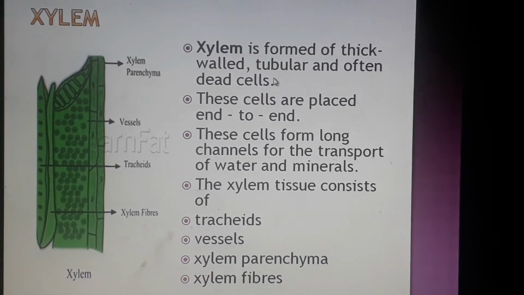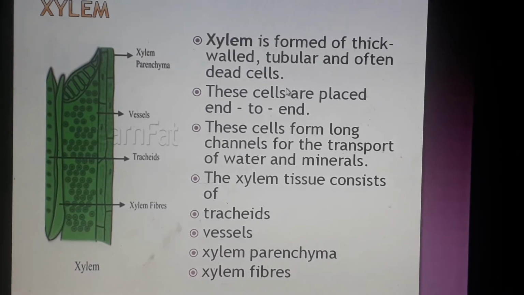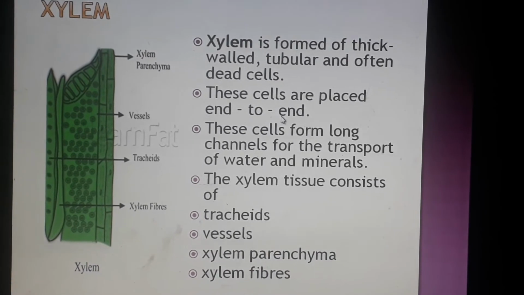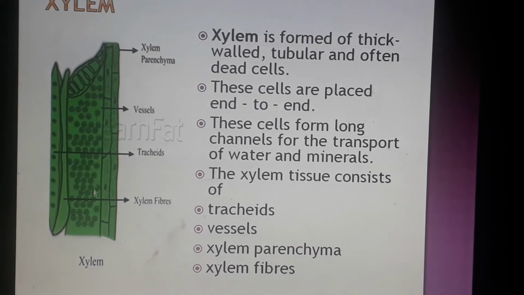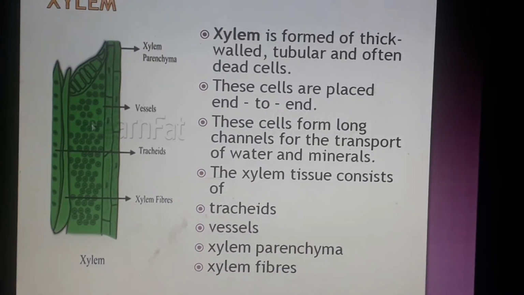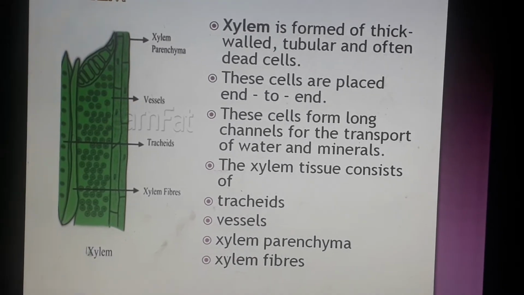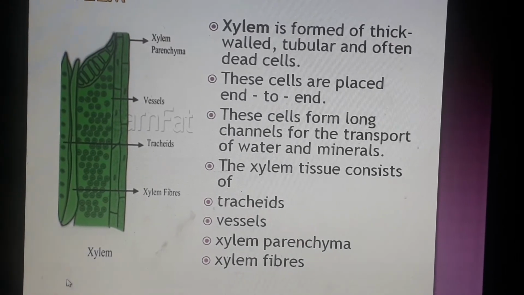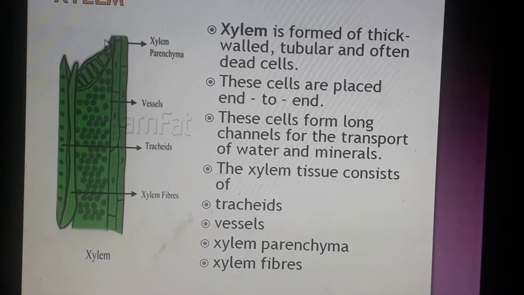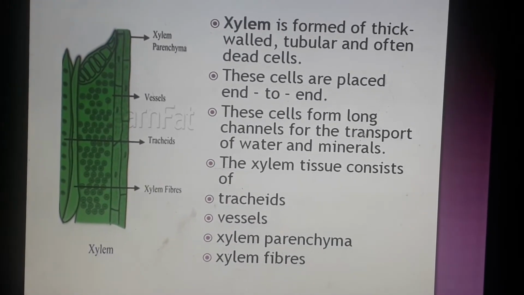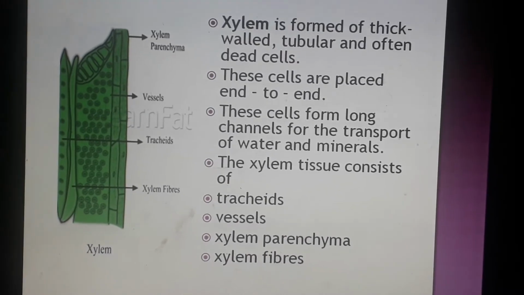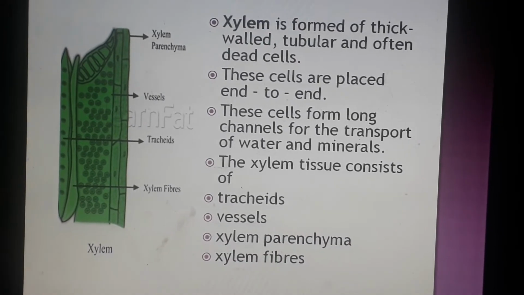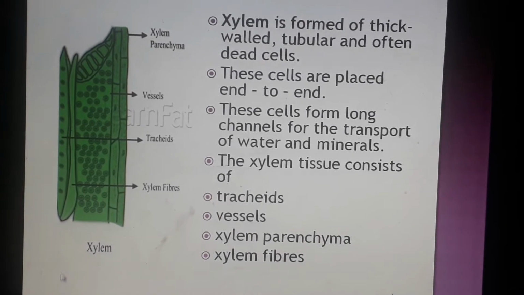Xylem is formed of thick-walled, tubular and often dead cells. These cells are placed end to end. So here you can see these xylem cells are placed end to end like that and form a tube, because the water has to enter and go to other parts of the plant. From the roots, the water is taken up by the xylem. So these cells form long channels for the transport of water and minerals. So water and minerals are taken from the roots and they are taken up through this tube, through the xylem.